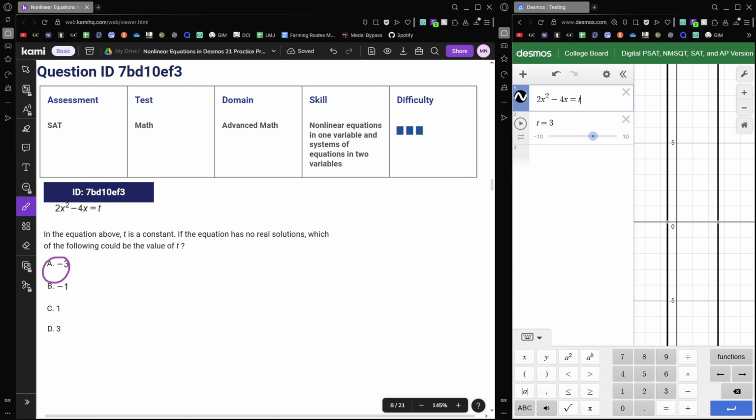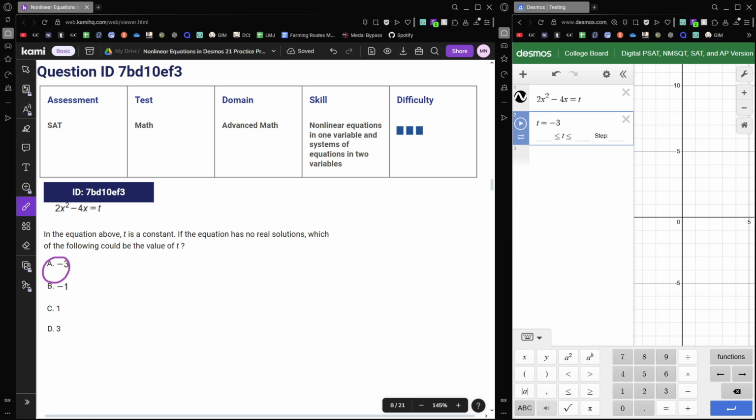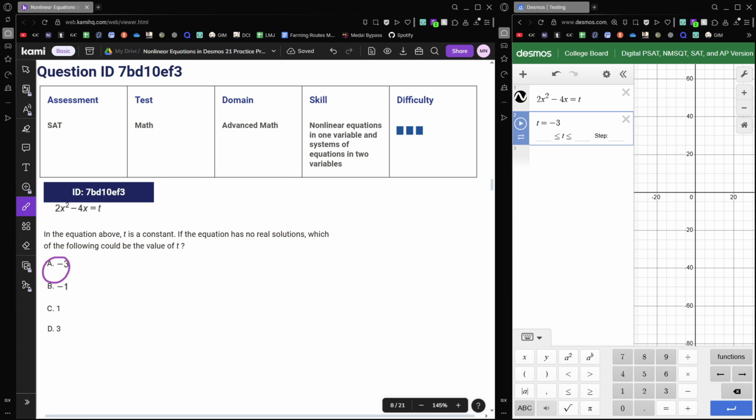And if you set this equal to t, you would notice that it has solutions, it has solutions, it has solutions, it does not have anything. So once again, negative 3 or a is our answer.